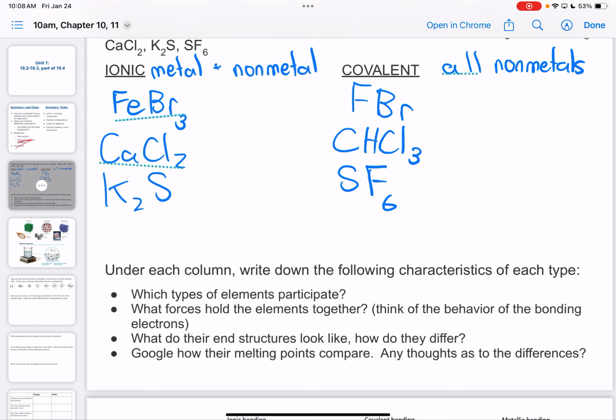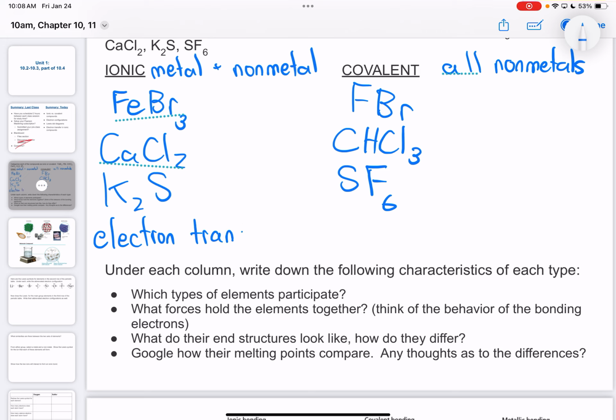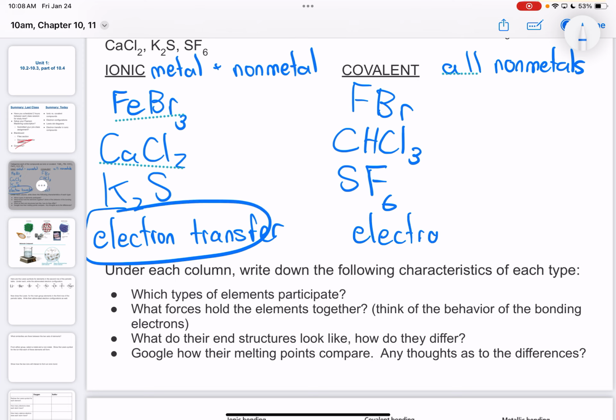Okay. Often we talk about these as electron transfer, which we will explain in more detail in a second. We'll say that about ionic. And in covalent, we talk about them as electron sharing.